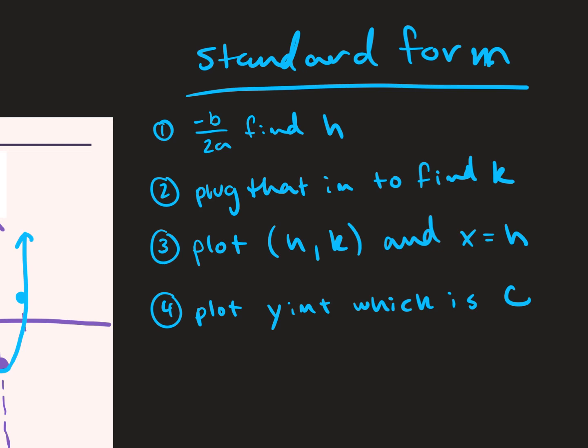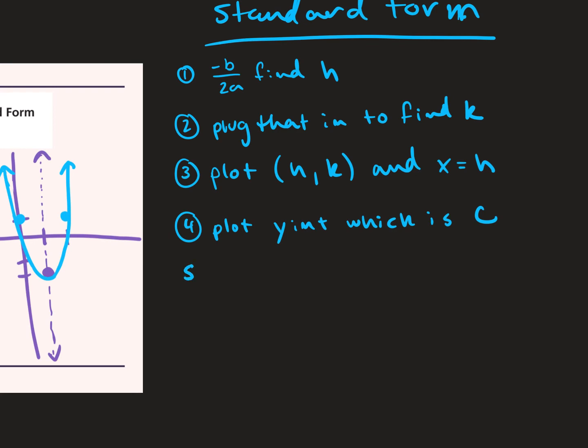So these are the steps to graph in standard form. The other one is the steps to graph in vertex form. And I forgot, once we plot the y-intercept, we also have to plot the mirror of it too. That way we have 3 points.